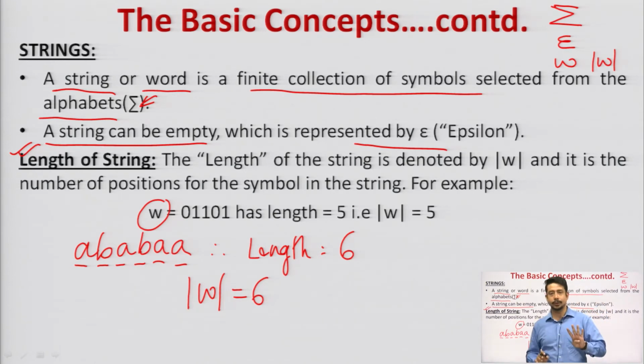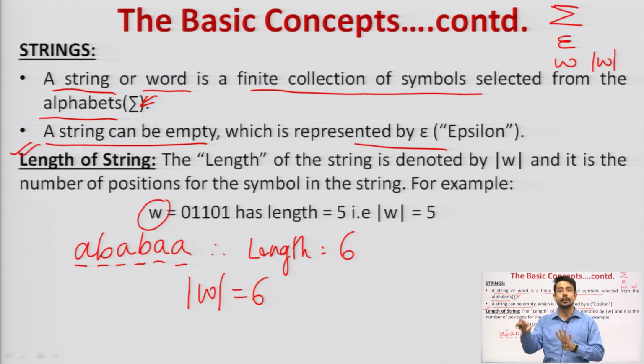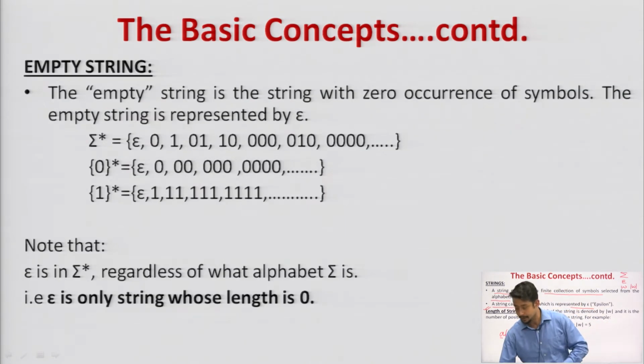So four representations you have learned. One is your alphabet, second one is your string, and that string can be empty also. If it is empty, then it is represented by epsilon, and then the length of the string is the modulus of that particular string. Clear? Let's go with the next slide.